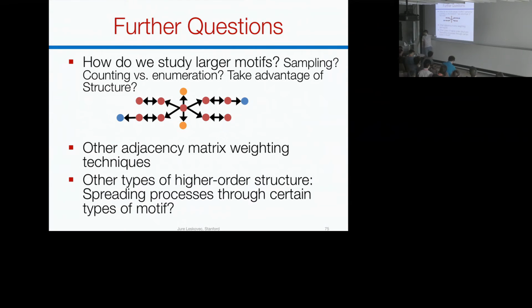And you can also think about being able to analyze networks with this notion of higher order network structure, but not just at the level of motifs, but other types of higher order structure in terms of random walk or any kind of spreading processes and so on. So with this, I'm actually done. So happy to take questions.